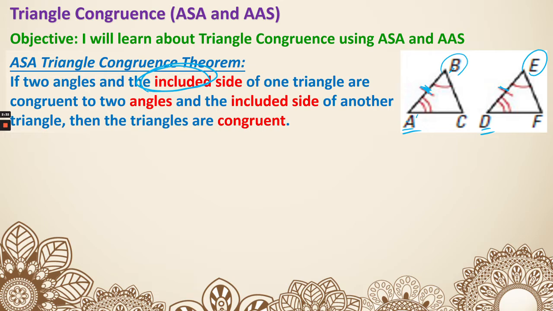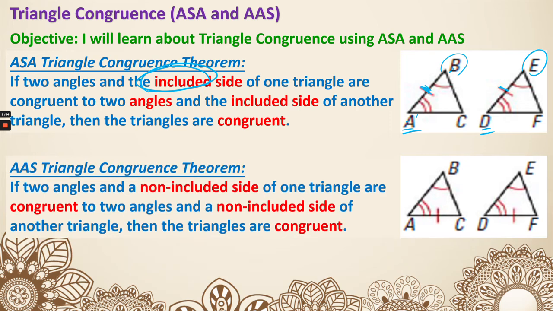Next, with two angles on one side, that's not the only option. We can actually have AAS. This works as well. If two angles and a non-included side, see this time it is not included. If this is the included side, then we have either this one or that one to be the non-included. So two angles and one non-included side of one triangle are congruent to two angles and a non-included side of another triangle, and the triangles are congruent. You can see with angle and a side, we have two different options.